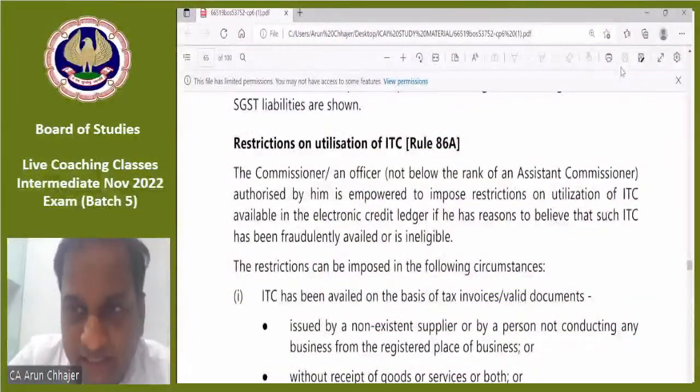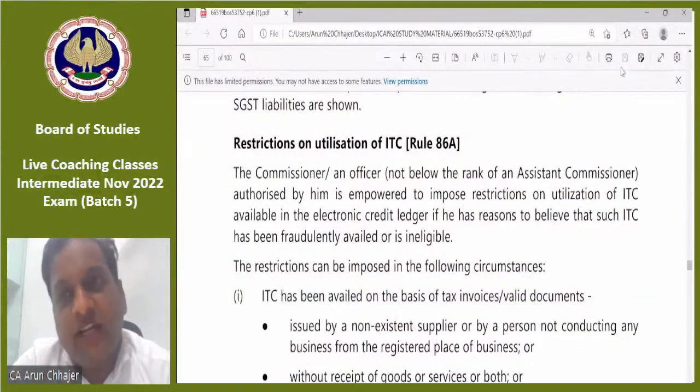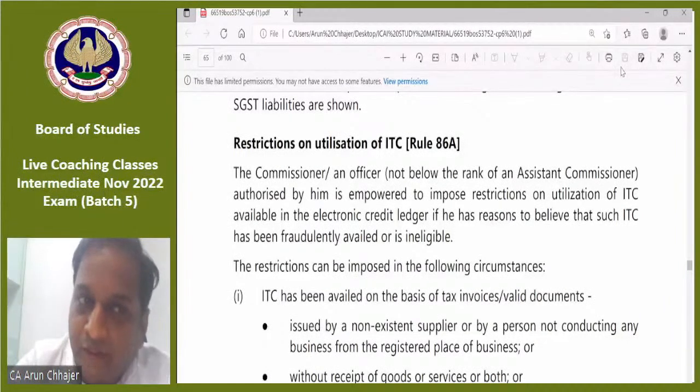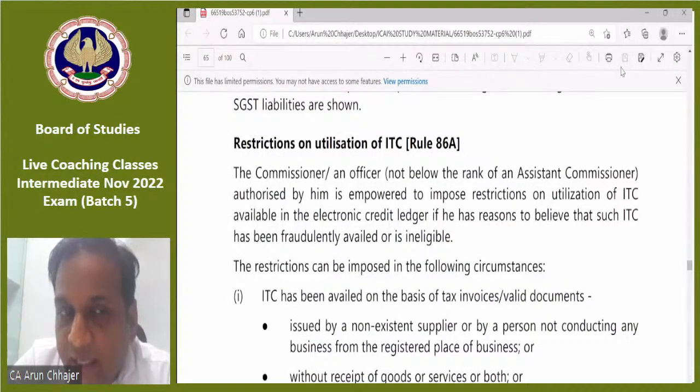Now let me start 86A first, and then in the question I will try to complete and cover the revision of whatever we have discussed in 1.5 hours initially. 86A is talking about restriction on utilization of input tax credit.